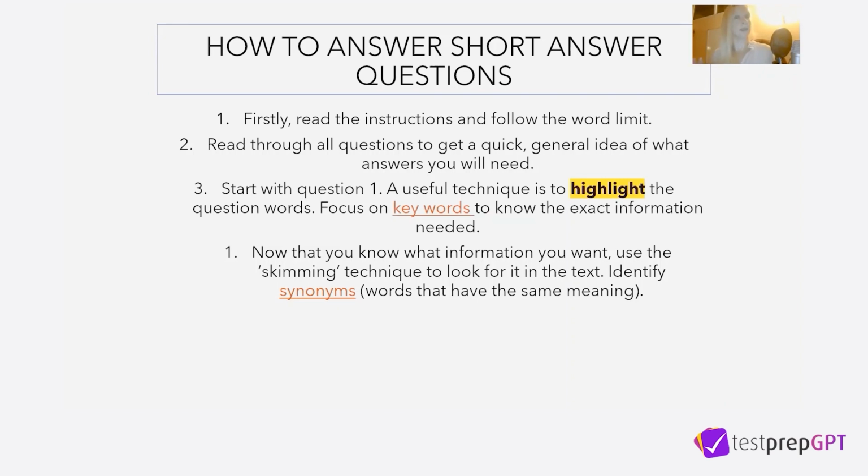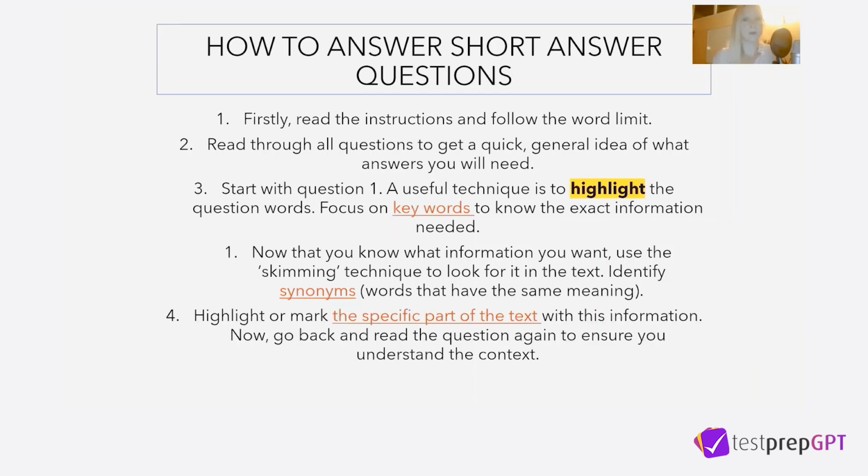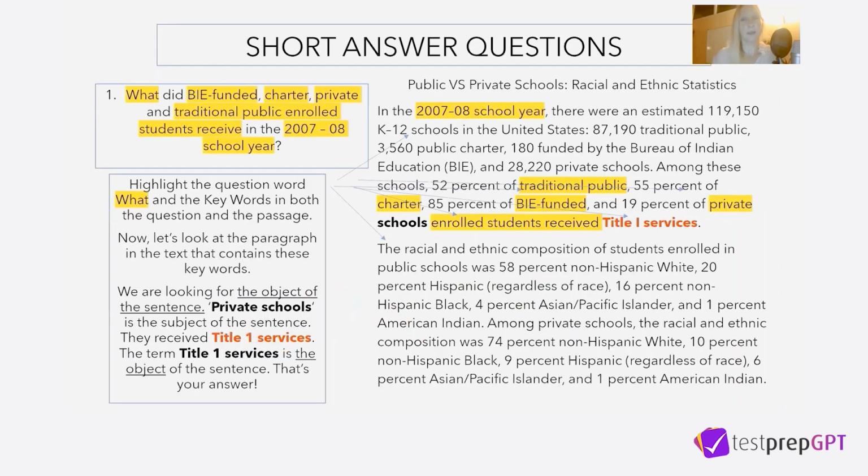So it may be a synonym or it may be exactly the same word as what you see in the question. So identify the keywords or the synonyms. Now go and highlight the specific area in the passage that has that information. So we're going to apply this now to a real question and to a real text.